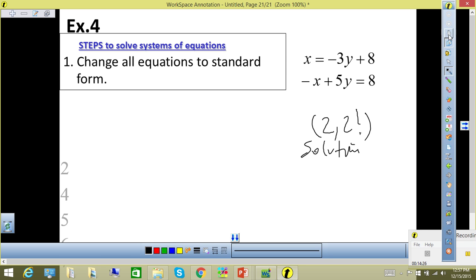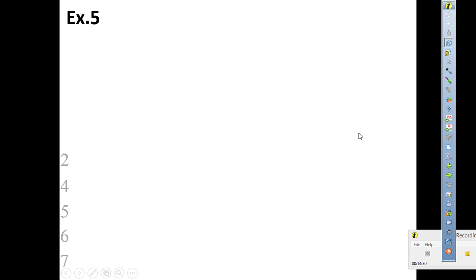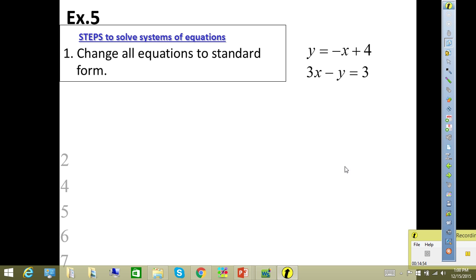All right. Let's go to number 5. y equals negative x plus 4 and 3x minus y equals 3. This is the last one of these simple ones, so we can move on to funner stuff. Copy that and solve. Once again, I'll give you guys 1 minute. Go. Okay, check with the neighbor, see what they got.